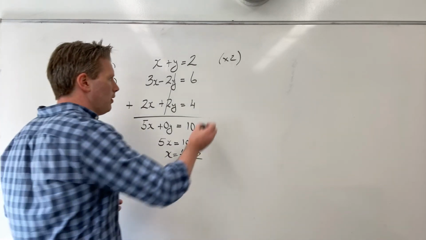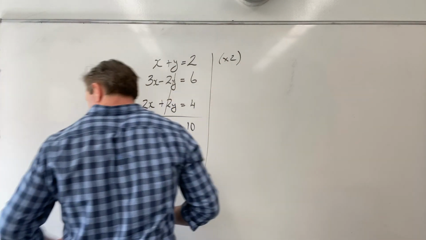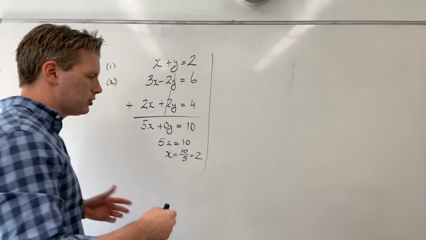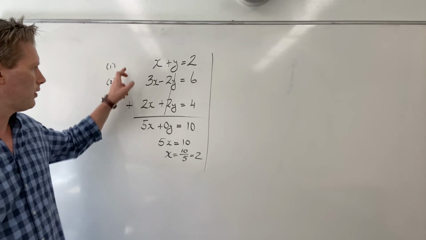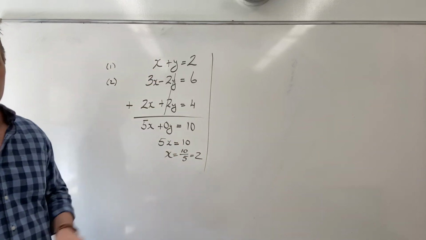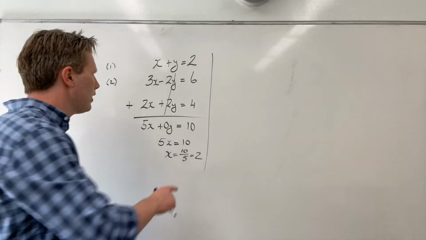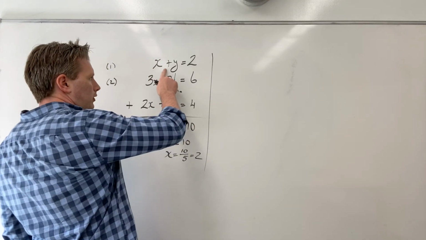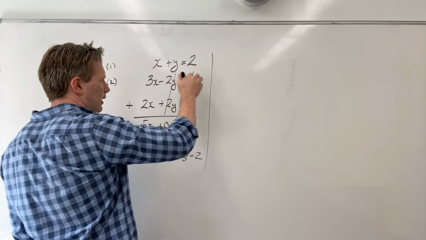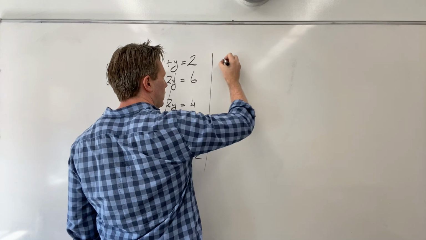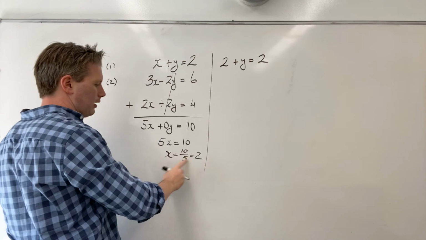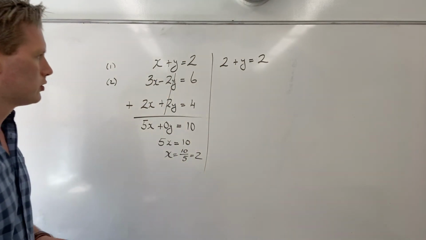Again, what do I have to do now? I have to find my y term. I'm just going to erase this. And I'm going to substitute my value for x back into either equation 1 or 2. It makes no difference. I think equation number 1 looks pretty straightforward, so let me just substitute it in there. x plus y equals 2 becomes 2 plus y equals 2. So this equation here now becomes 2 plus y equals 2. I've substituted my x value back into equation number 1.